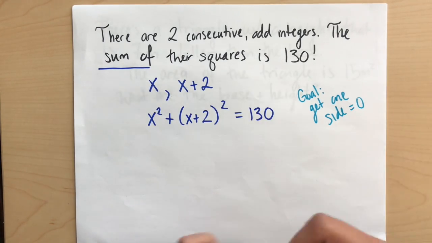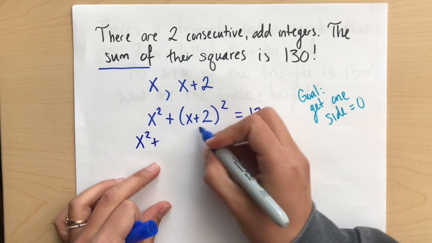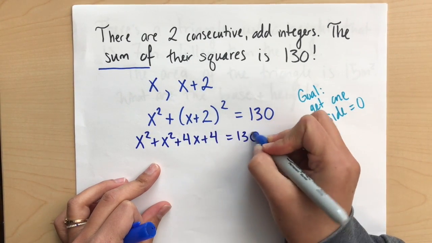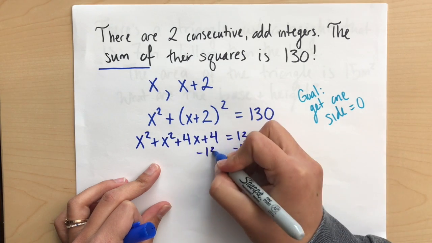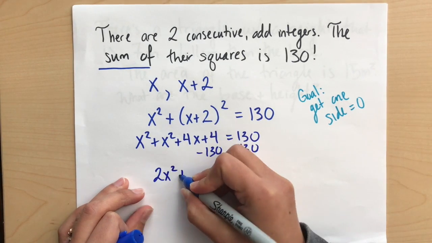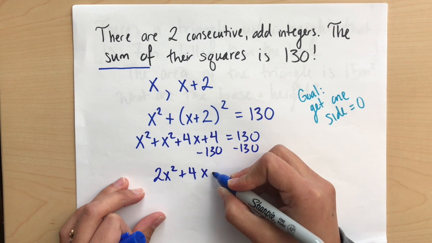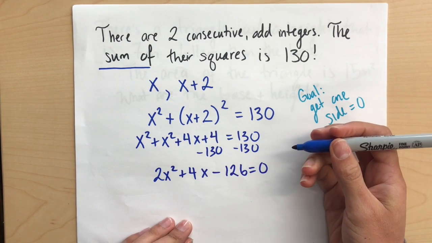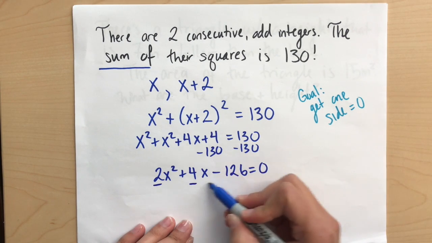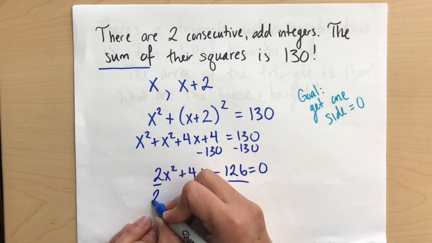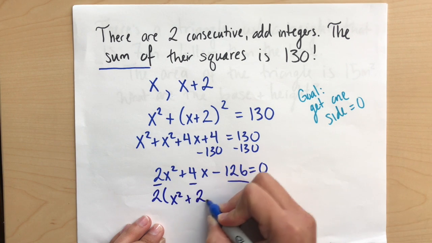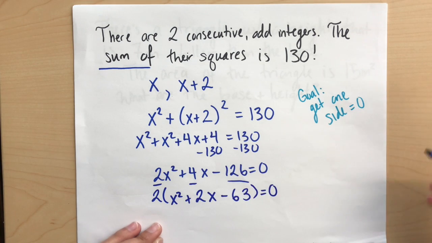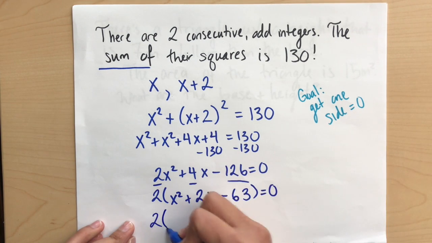So we know the goal is to get one side equal to 0. First I'm going to expand the x plus 2 squared into x squared plus 4x plus 4, and then I'll subtract 130 from both sides. So I get 2x squared plus 4x minus 126 is equal to 0. Now, if you're going to factor, I can't do it from here. I have to notice that everything is even, which means I can factor out a 2 from every single term. So I'm going to factor out a 2, and then I have x squared plus 2x minus 63.